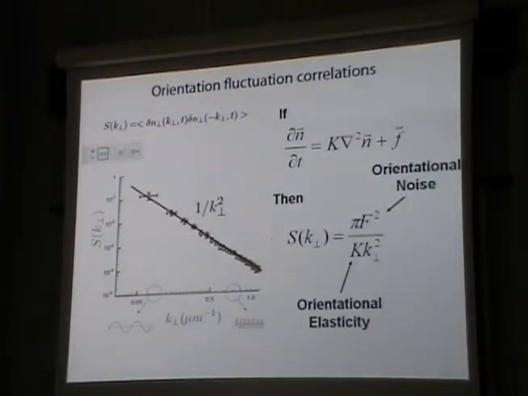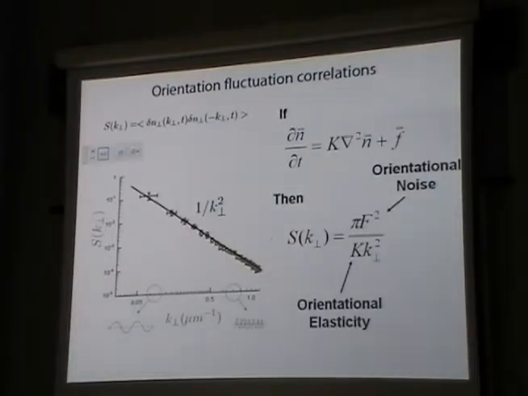So the point is as follows. First I'll just say this question about thermal equilibrium or not. If these fluctuations were related to thermal fluctuations, then this would be equilibrium. But in general, this is not. In general, this is just some non-equilibrium noise that maybe has to do with how these motors are binding and unbinding, or how they're orienting filaments or something like that.